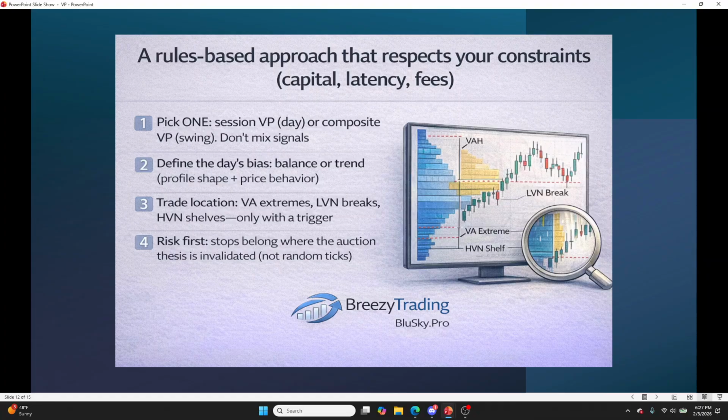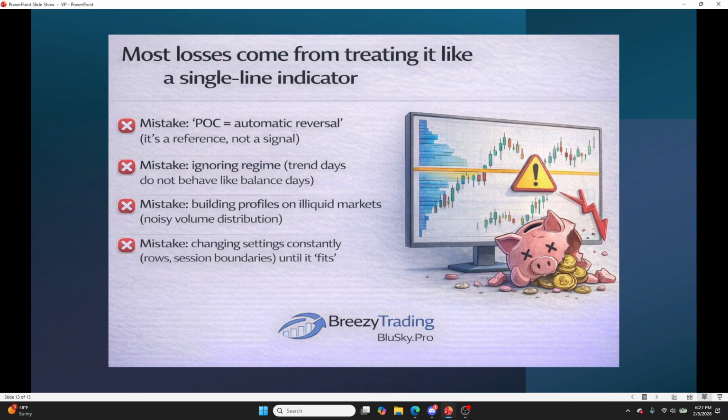And then risk first, as always, guys. So stops belong where the auction thesis isn't validated, not random. So if I'm going long value area low and it cracks that value area low, I must respect that, because I know based upon the liquidity that drives this strategy that it can get super ugly super quick. And most losses come from treating it like a single line indicator. It is far from that.